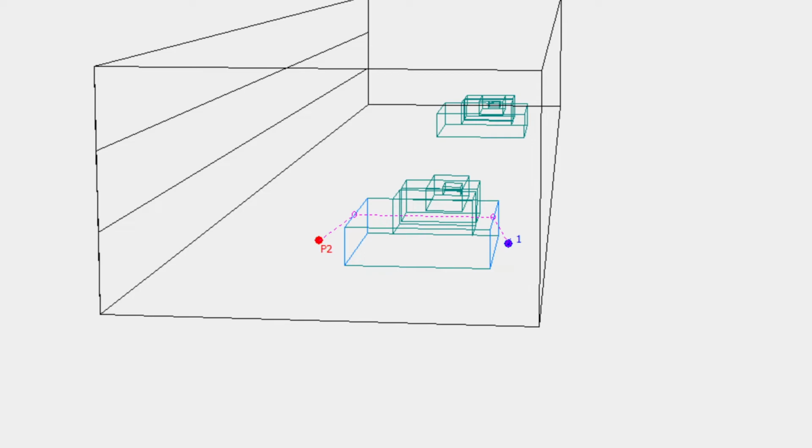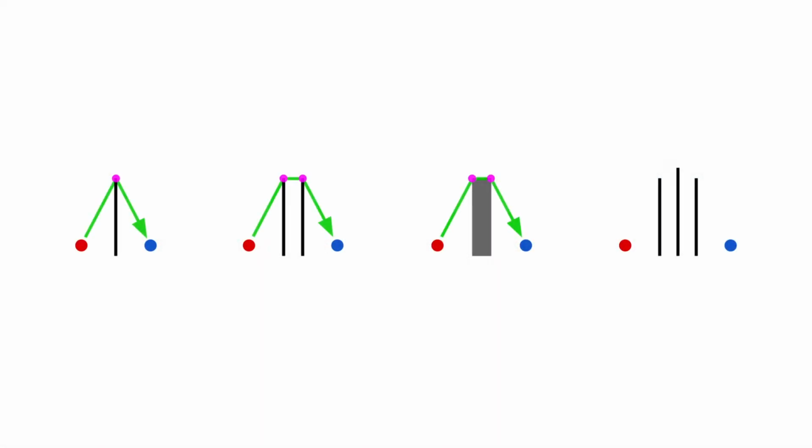ODEON is also able to calculate diffraction paths around surfaces, up to 2 points. In the first 3 figures, a diffraction path is established successfully. However, in the last figure, the diffraction path would require 3 points, and therefore does not get established.